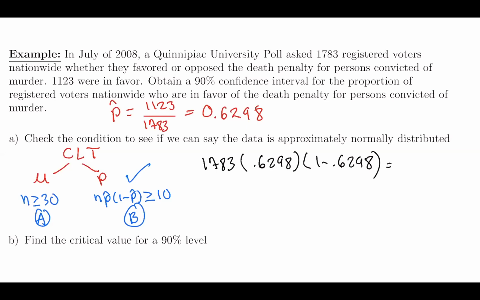If you work this, you get 415.7. If you look at 415.7, that's bigger than 10. So since 415.7 is bigger than 10, we're going to say it's approximately normal. And that's it for B.